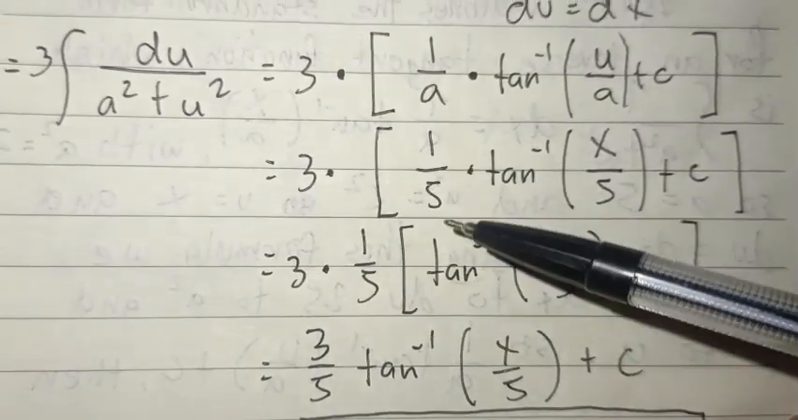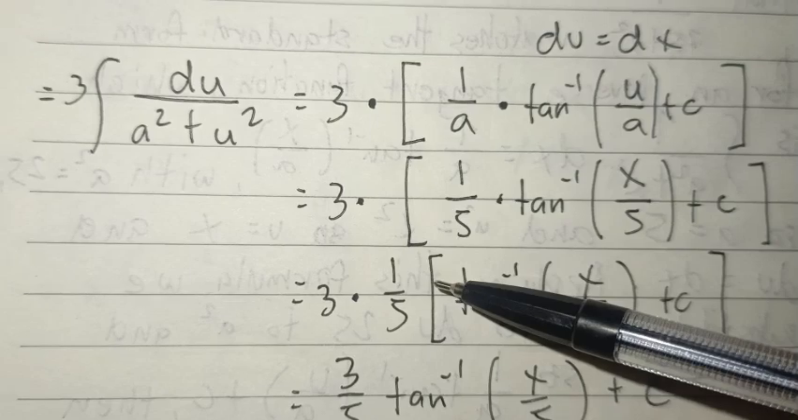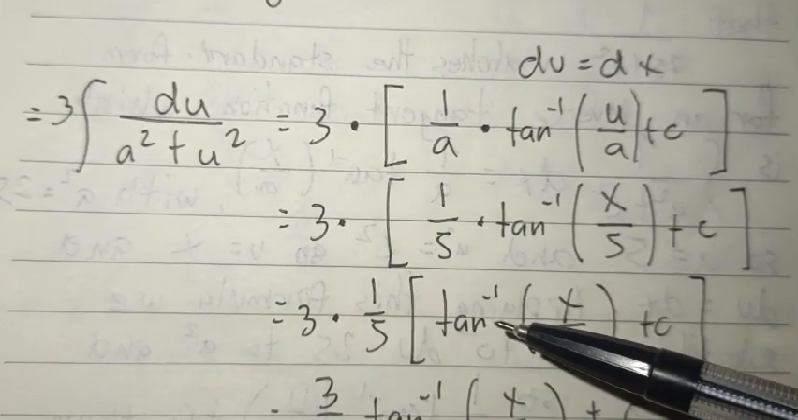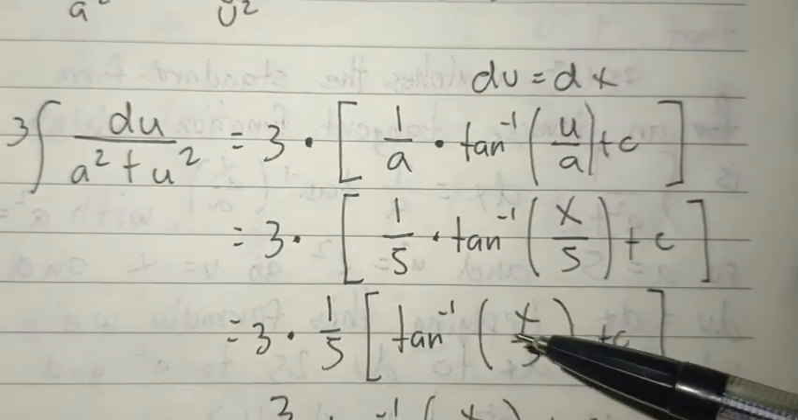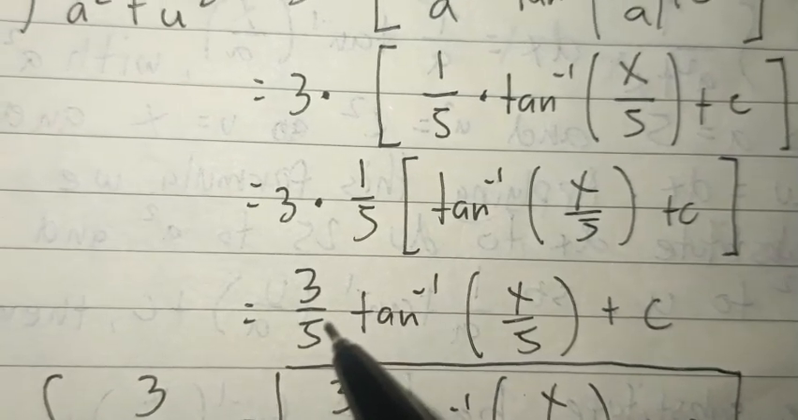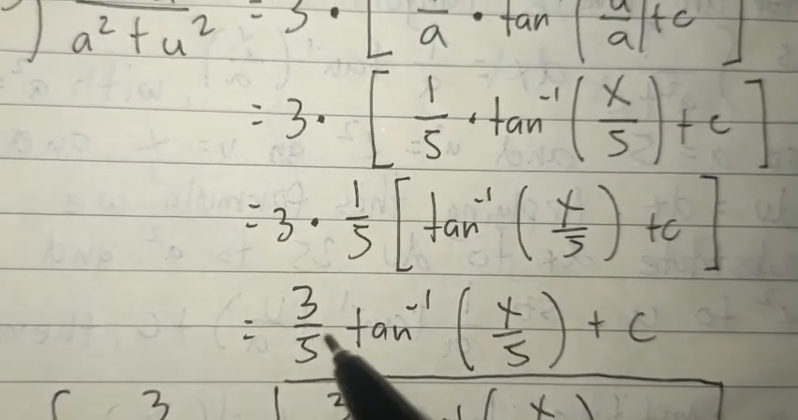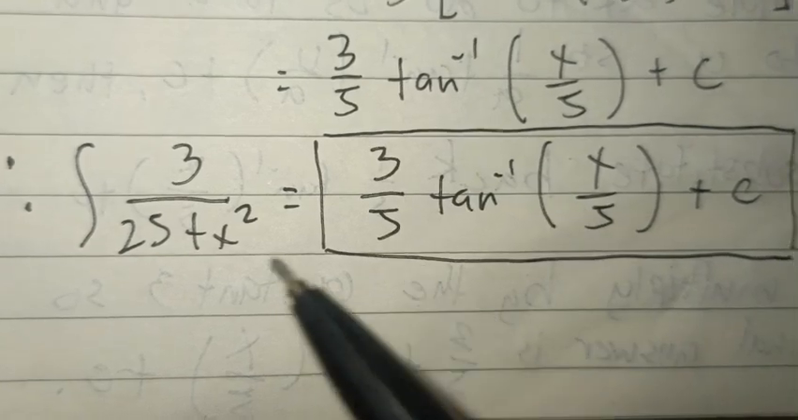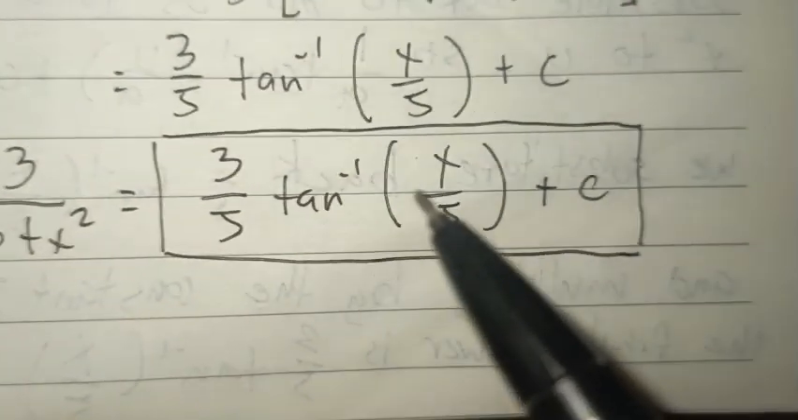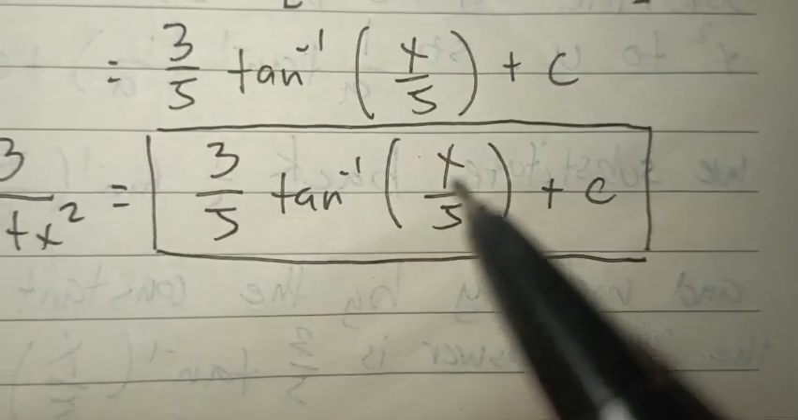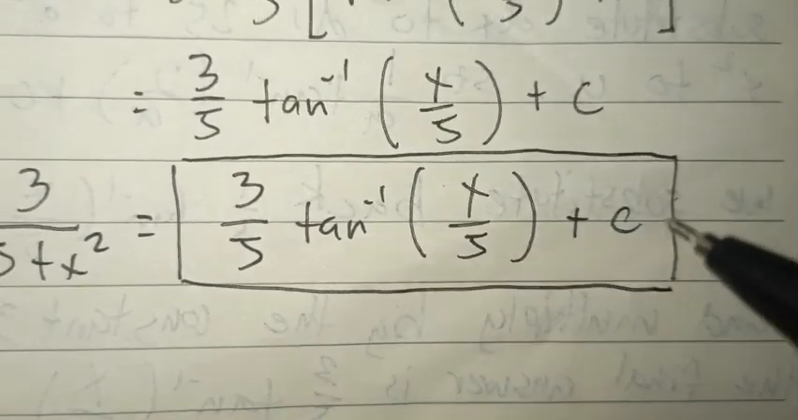Now we're going to group out 1 over 5 and multiply it by 3. What's inside the bracket now is tangent raised to negative 1 quantity x over 5 plus c. And we have here our simplified answer, which is 3 over 5 tangent negative 1 quantity x over 5 plus c. Therefore, the antiderivative of 3 over 25 plus x squared is equal to 3 over 5 tangent raised to negative 1 quantity x over 5 plus c.